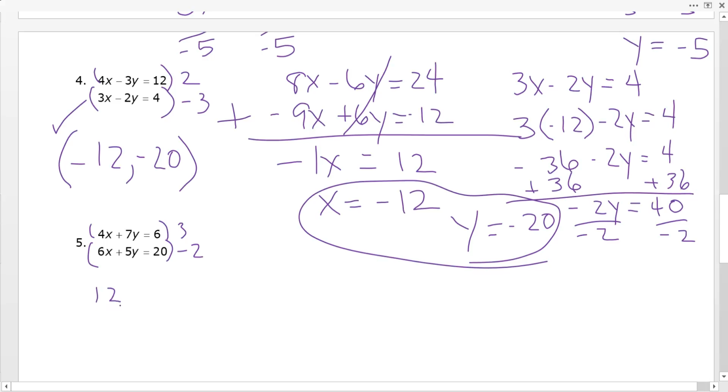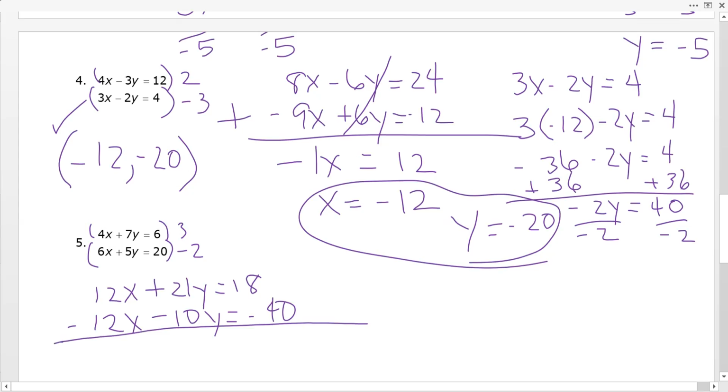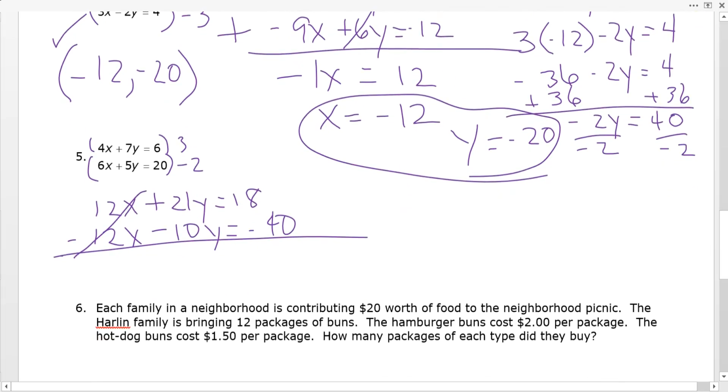4 times 3 is 12x plus 21y equals 18. And the second one, 6 times negative 2 is negative 12x minus 10y equals negative 40. My x's cancel out. I have 21y minus 10y, which makes 11y. And I have 18 minus 40, so I'm going to have negative 22. Divide by 11. y equals negative 2.